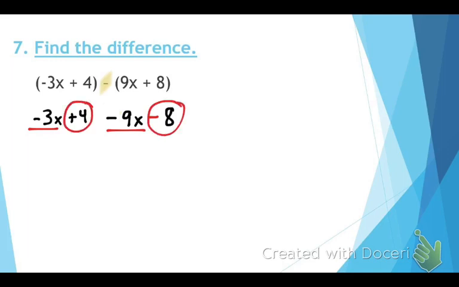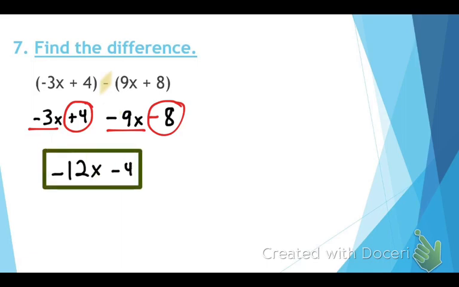Same sign, add the numbers, keep the sign. A lot of you forgot. It should be negative 12x. Now I have a positive 4 and a negative 8. What's the answer? Negative 4, because you take the sign of the larger number when you are adding and subtracting.